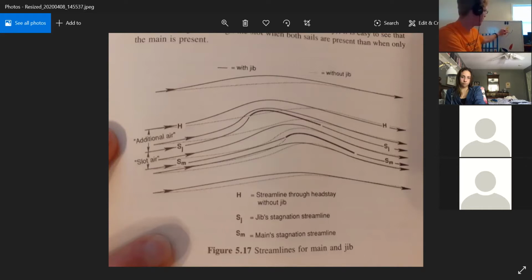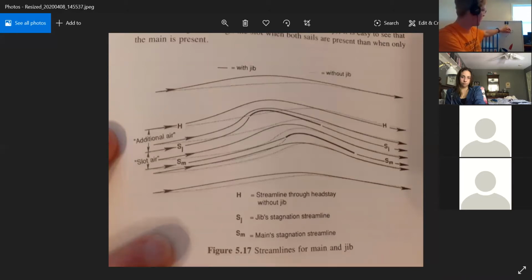So this air going through the slot is still a little faster than the air that's right here compared to the boat, right? So it's not going as fast as it would be around the main on its own, but faster than anywhere else. So as this air comes around the back of the jib, we know that it's going to have to slow down a bit to meet up with the air going around the front of the jib. But the air going around the front of the jib is the air that's going through the slot. That's faster than the surrounding air.